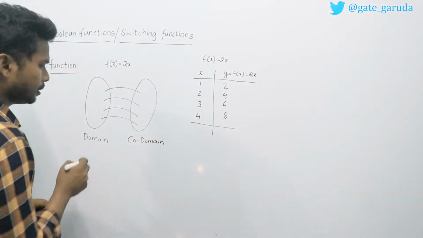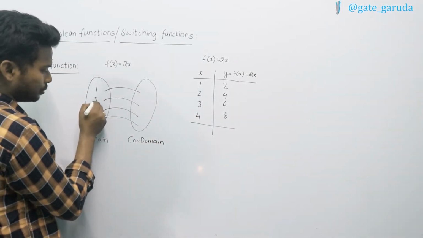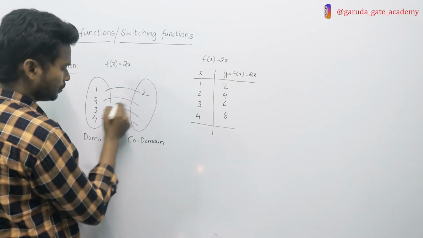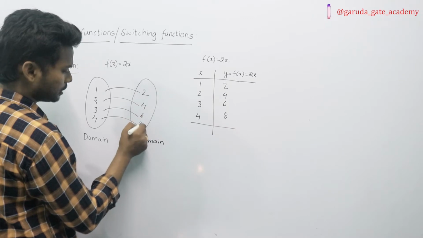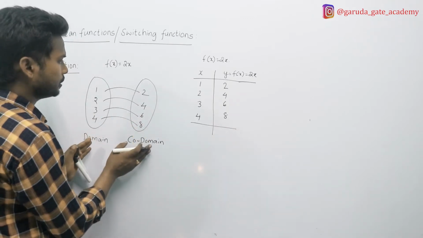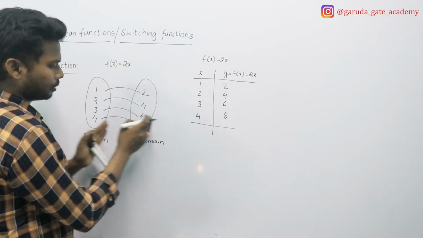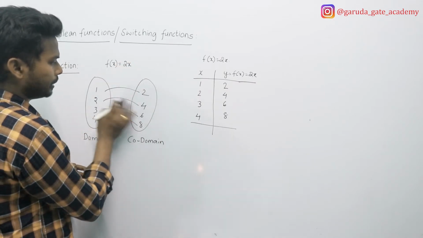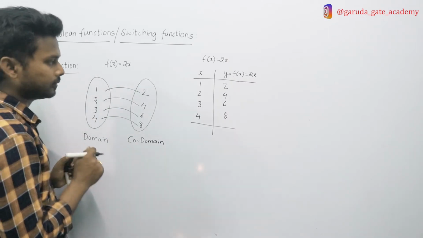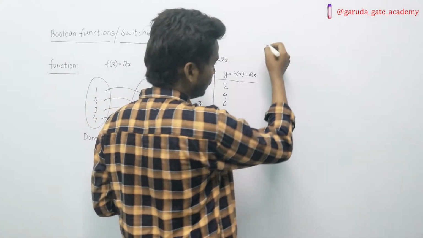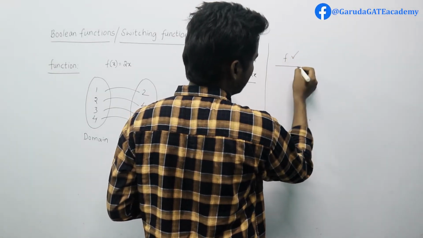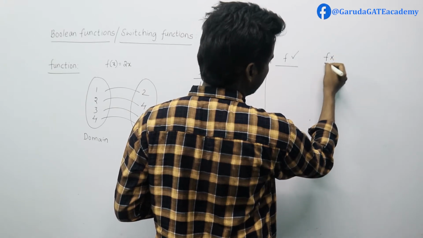So if x is 1, 2, 3, 4, this will be mapped to 2, 4, 6, 8. This is a function. So a function will be having a domain, a codomain, and mappings using the function given. Now let us find out which is a function and which is not a function. So, conditions to be a function, and conditions not to be a function.